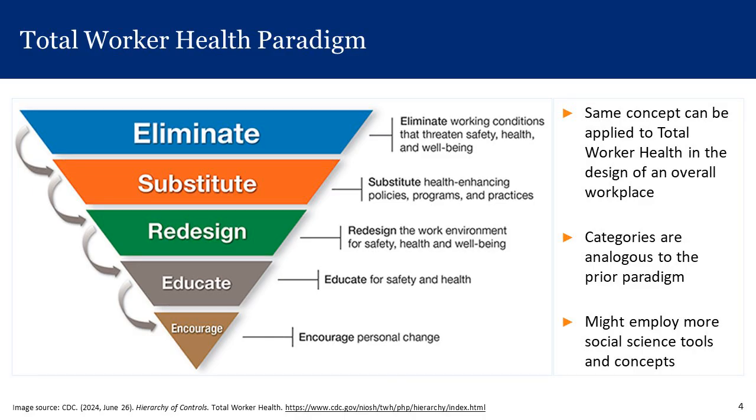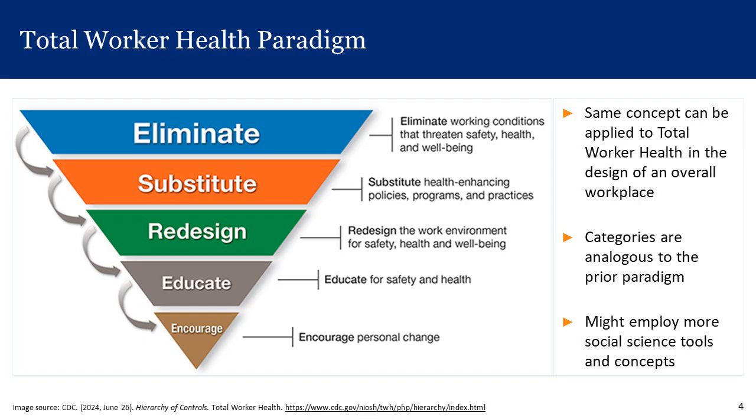This can also be reframed from a total worker health paradigm, which is something from NIOSH, the National Institute for Occupational Safety and Health. This is essentially the same triangle that you saw in the prior slide with just some different terms. Total worker health paradigms is really the same concept as the hierarchy of controls. It's analogous to that inverted triangle you saw. However, it focuses a little bit more on social science concepts and tools.